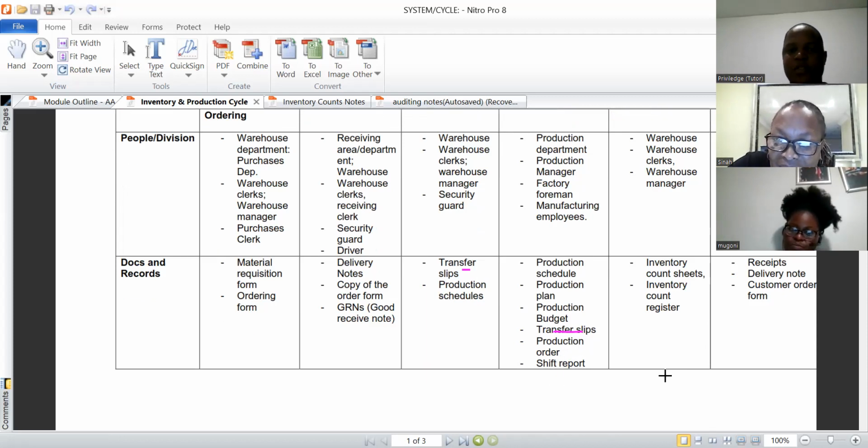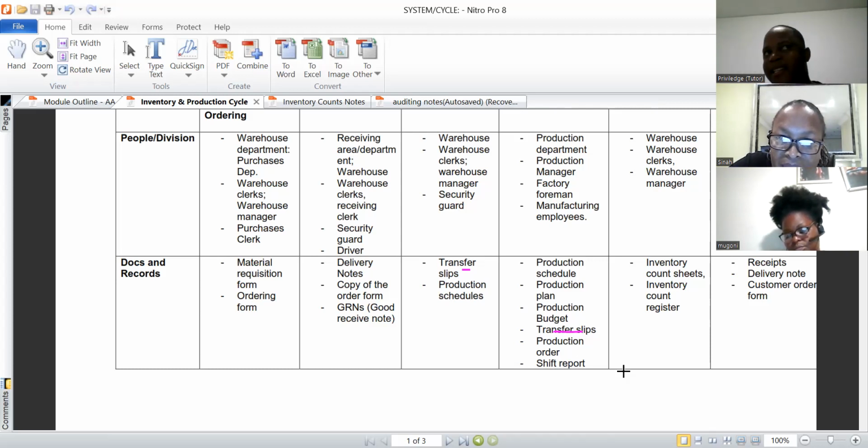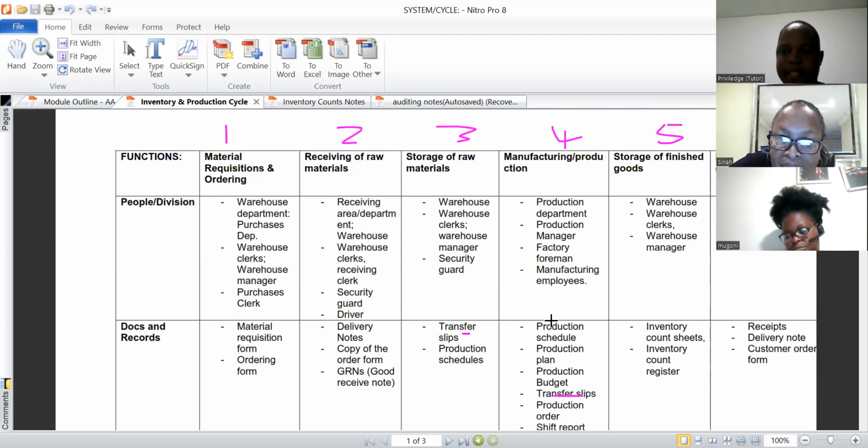Right, and then there's a shift report. Why do you think there's a need for shift reports? So that we ensure there's accountability with regards to production activities. If something goes wrong during the production process, who are we going to hold accountable? Well, we go back to the shift reports, and based on them we will know who was responsible, or who was the factory foreman there when the undesired event took place. So shift reports are just there to ensure accountability.